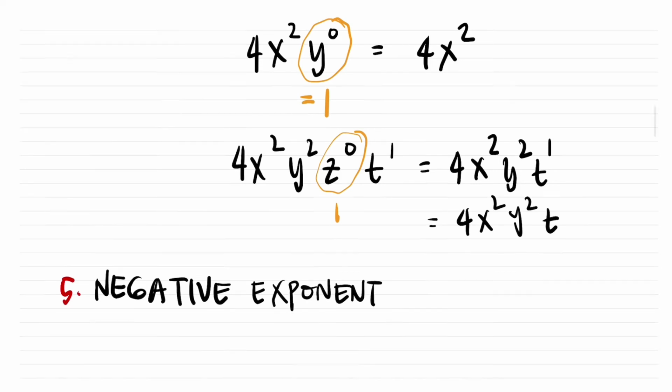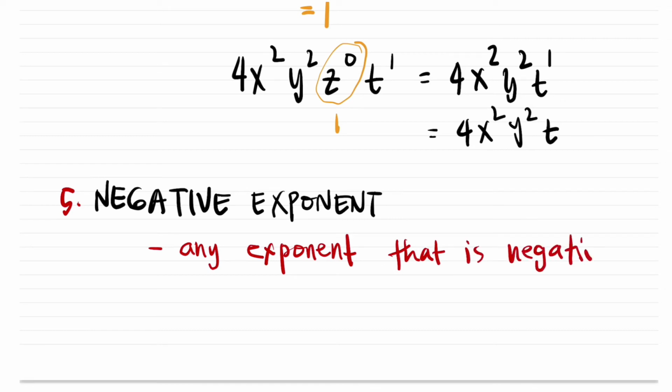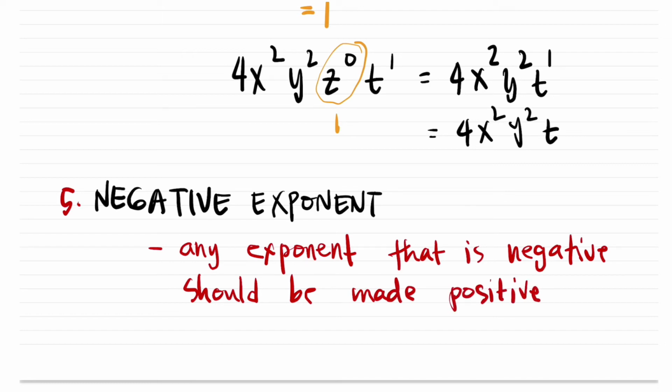Alright, the rule is any exponent, index, or power that is negative should be made positive. Anything that is negative should be made positive.